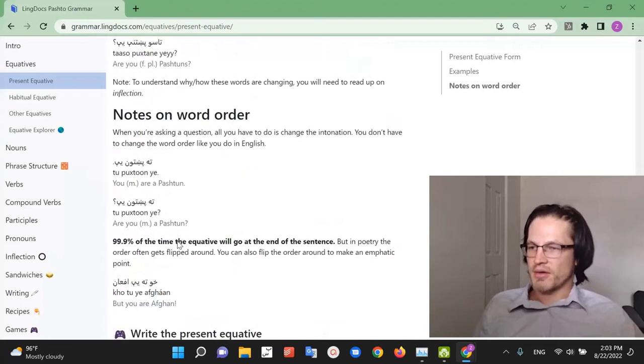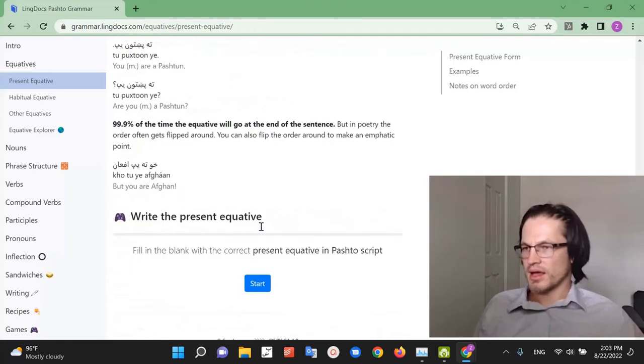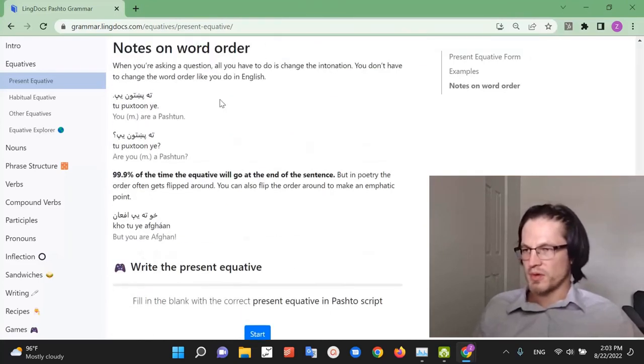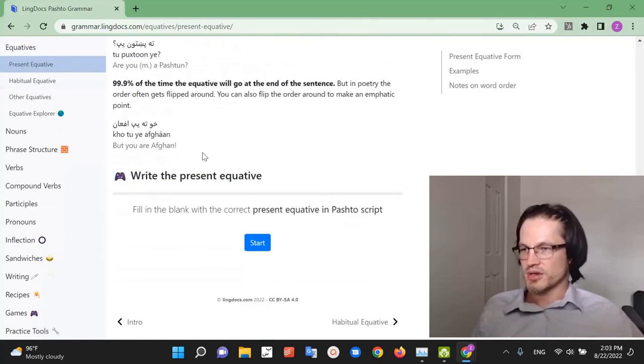Then the last thing that I would highly recommend. Okay, he has a note on word order here that's helpful. You can read that, specifically word order and questions. It stays the same in Pashto, unlike English. But then go down here and click on the present equative quiz.